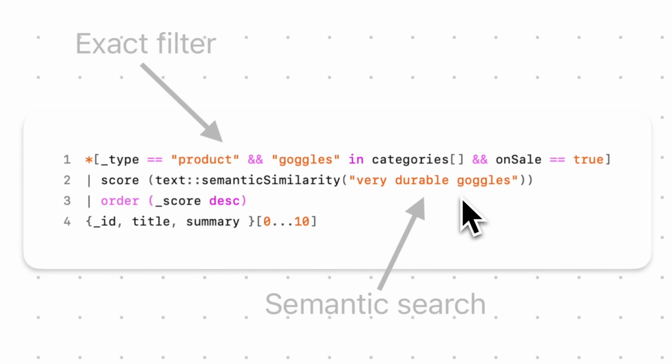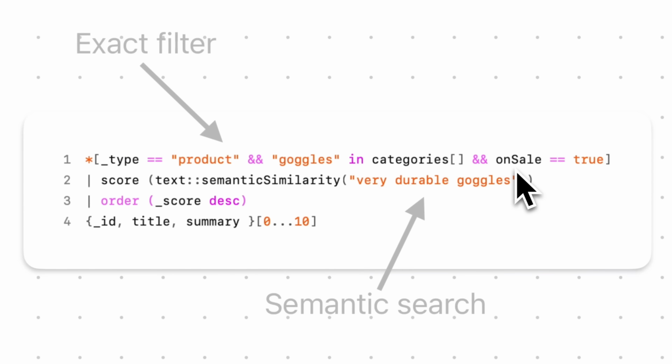But the very durable goggles, it's highly unlikely that this is going to show up in any of our content, and that is why we use the new GROQ function, semantic similarity, which converts this string to an embedding, and then it ranks the documents from the most similar to the least, and then we grab the first 10 of them. But this is really important to point out because what we're doing is we're combining this exact filter with the semantic search. If we solely relied on embeddings for this, and for example, we were looking for items that are on sale using embeddings, we would get hallucinations.